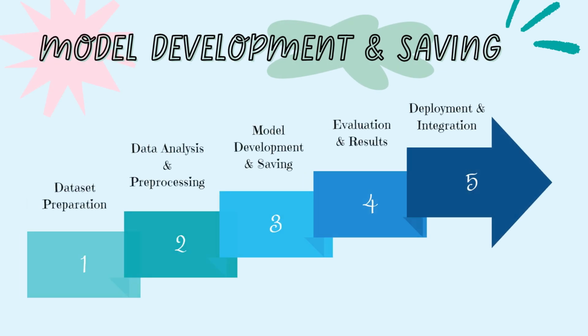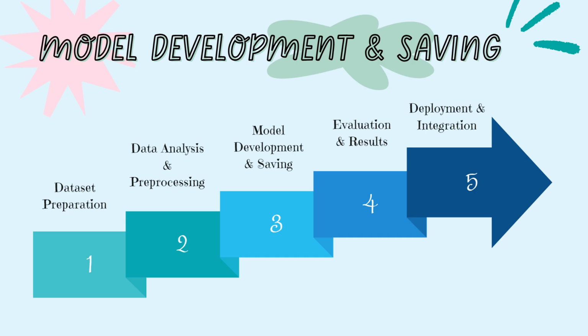Now, let's talk about how we actually built these AI models. This involved 5 key steps. Step 1, Dataset preparation. We collected over 30,000 chest X-ray images, validated them, and cleaned the dataset to ensure quality. Step 2, Data analysis and pre-processing. We performed exploratory data analysis to understand patterns, then pre-processed images through resizing, normalization, and augmentation to improve training quality.